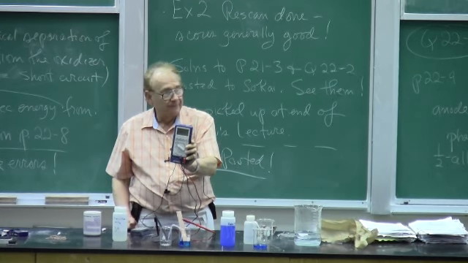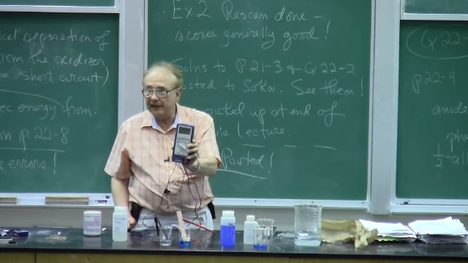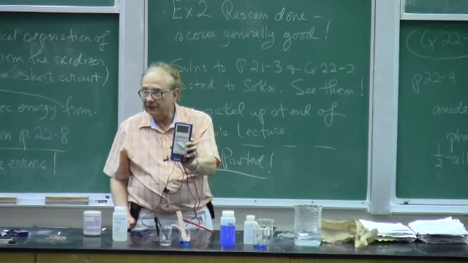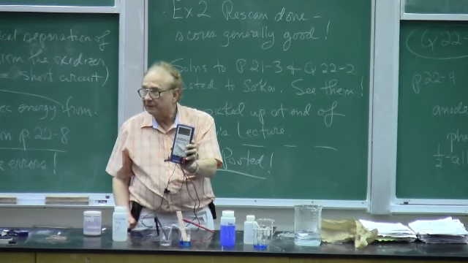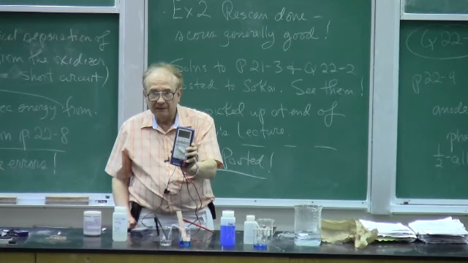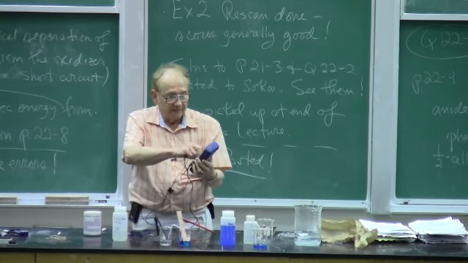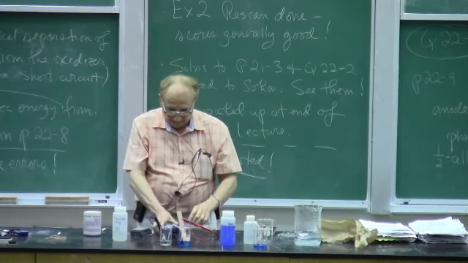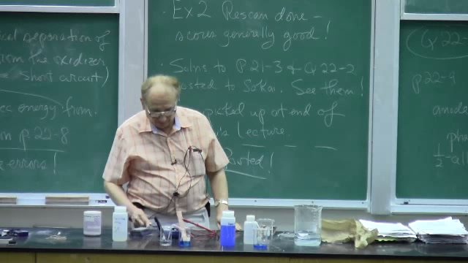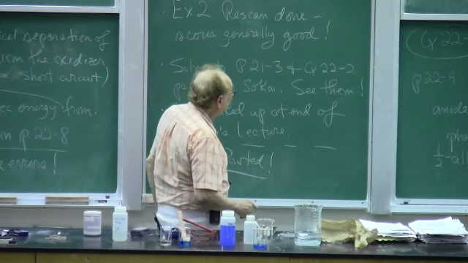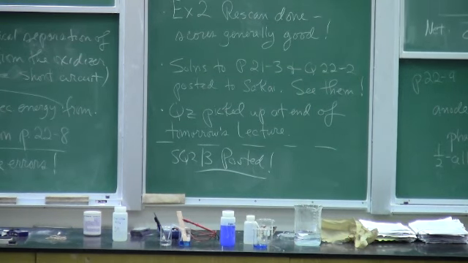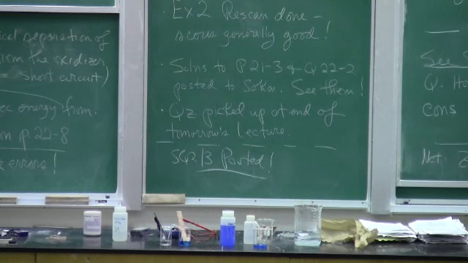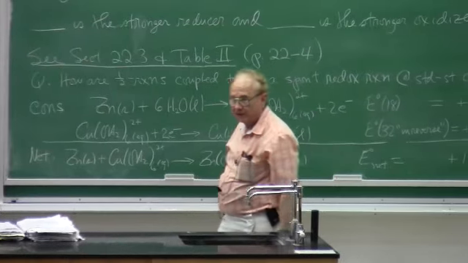Now, is this reading a fairly accurate representation of the electrochemical potential that this system in fact delivers? Well, I'm going to turn this off. Leave that there for now. It's not going to hurt anything. Okay? And tell you to look at section 22.3 in the notes and table 2, which starts on that page.